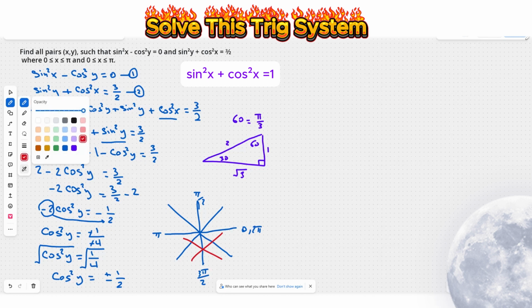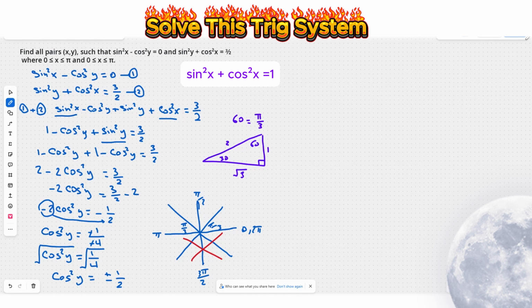And as we know now, our reference angle here is going to be 60 because cosine of 60 is 1/2, or pi over 3 in radians. So this angle will be pi over 3 and the reference angle here is pi over 3. Therefore, my answer for y would be the first angle, which is pi over 3.